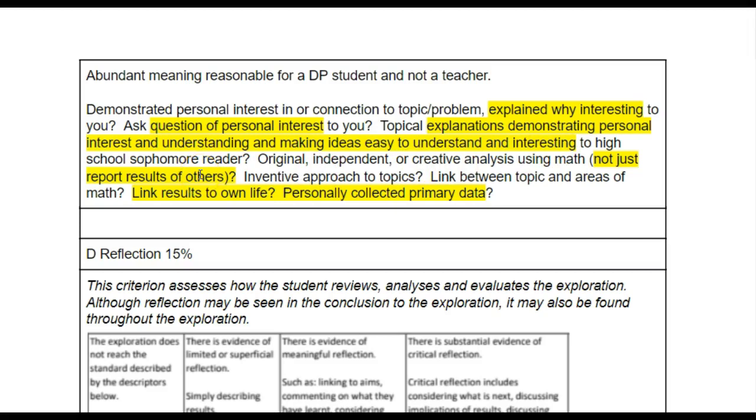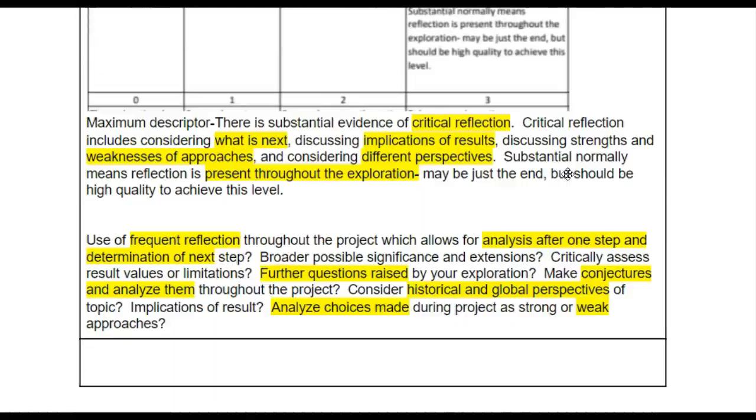If you are using very familiar math and you apply it to a problem that maybe the person has never seen it applied to before, that shows personal engagement also. It's kind of original, right? If you link the results to your own life, that also shows that you're interested and impacted by the results that you obtained. If you are the one who personally collected the primary data, that also shows personal interest, as opposed to collecting data that's already on the internet.